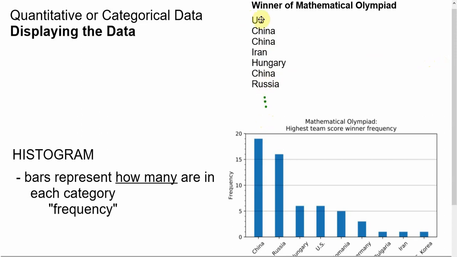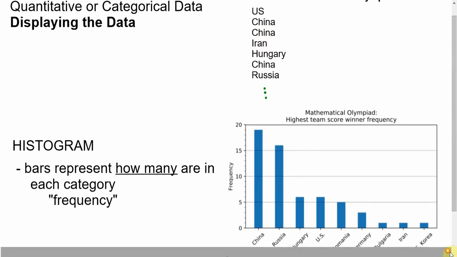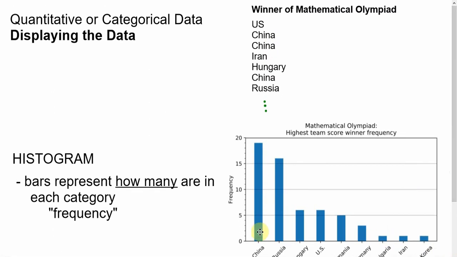Okay, so instead of just looking at the big list, well, we could do a pie chart, of course, but instead what we could do is we could count up how many times the US won, how many times China won, how many times Iran won, and basically do, well, it looks like a bar graph, and it kind of is a bar graph. But when it's specifically how many times a category came up in a list, it's called a histogram. So it's a special kind of bar graph.